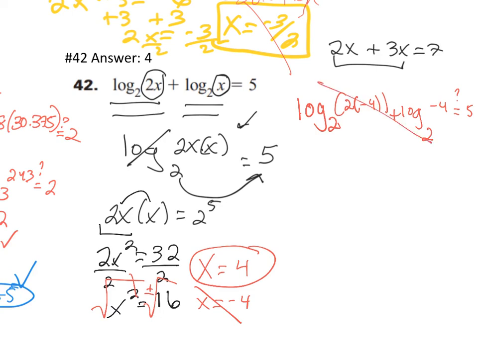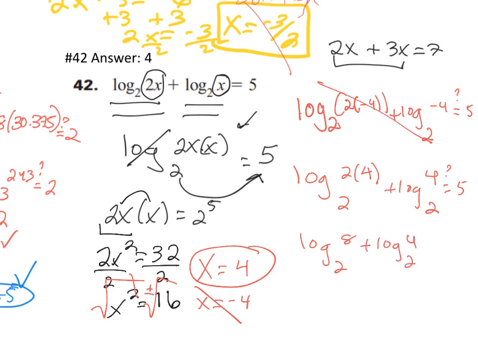If we plug in 4, is log base 2 of 2 times 4 plus log base 2 of 4 equal to 5? So log base 2 of 8 plus log base 2 of 4, is that equal to 5? So log base 2 of 8 is 3, right? 2 to the power 3 is 8, so it's 3, plus log base 2 of 4 is 2. And 5 is equal to 5. That's why 4 checked out. So there's only one solution.